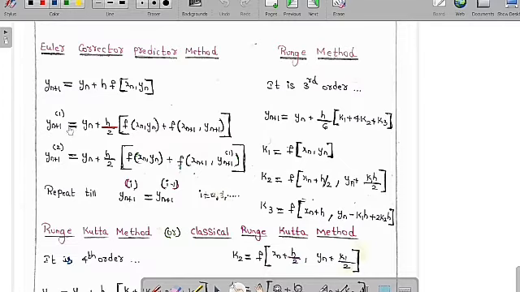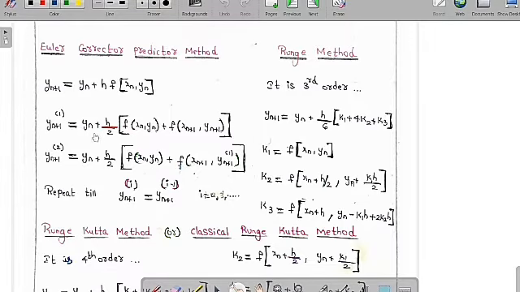Then y of n plus 1 dash is equal to yn plus h by 2 into f of xn comma yn plus f of xn plus 1 comma y of n plus 1. So you can see clearly this is called the prediction of y of n plus 1 for a particular value of x of n plus 1. But this is a prediction, and if you want to know the exact value, then you have to go for the correction. So therefore this is called the correction.